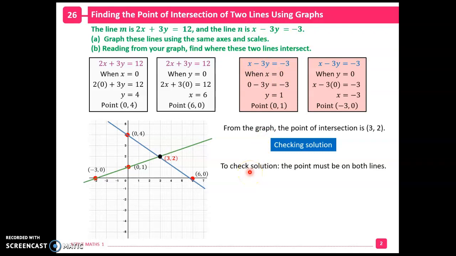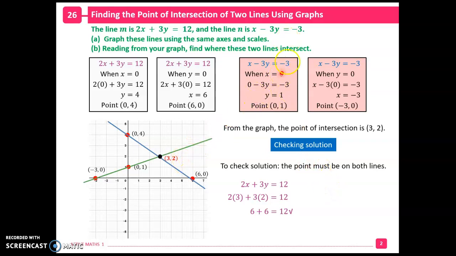So we should really be checking our answers. So let's check with the first equation. I want to put x is 3 and y is 2 into this equation to see does it work. So substitute in x is 3, y is 2, then do my sums. So 2 3s is 6, 3 2s is 6, and 6 plus 6 does equal 12. So that's correct.